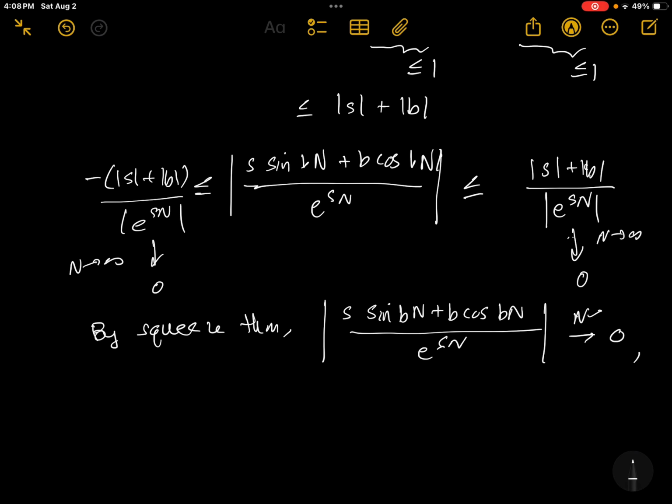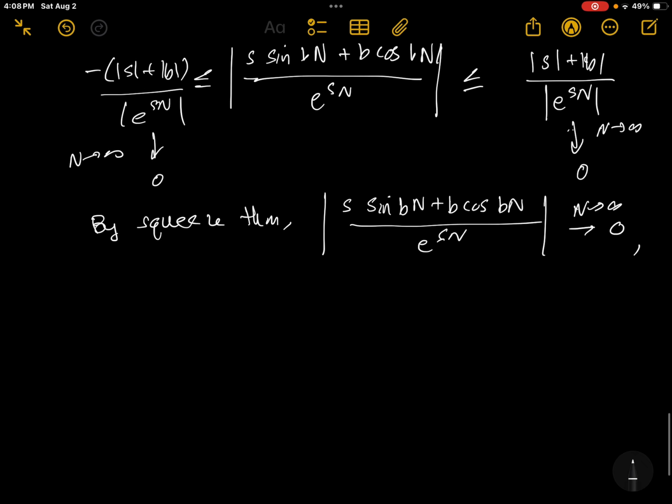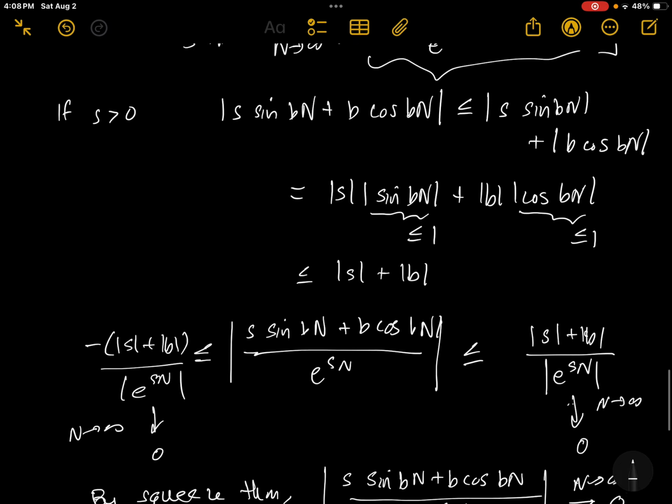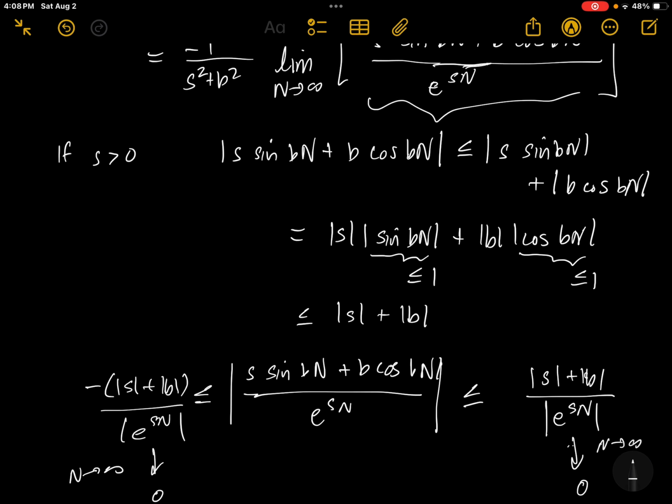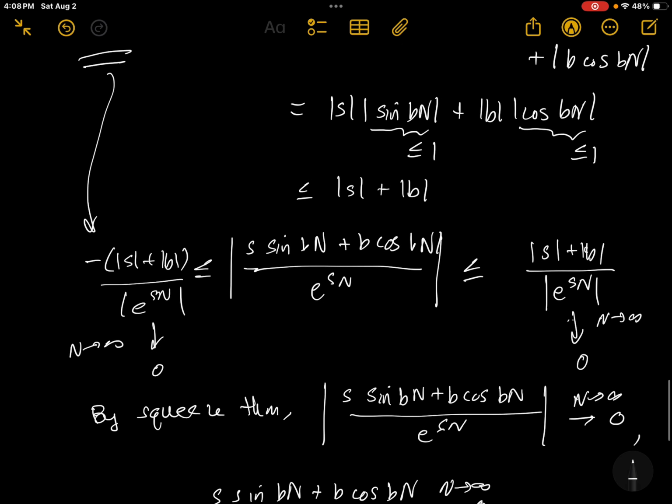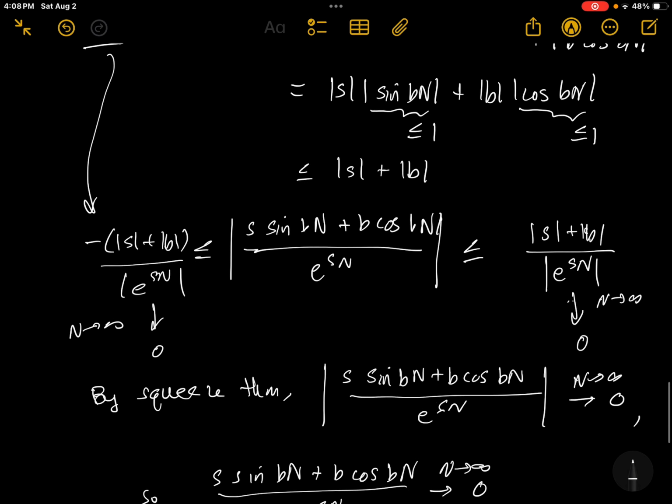As n goes to infinity. And if the absolute value of something is going off to 0, then the thing inside is also going to 0. So s sine bn plus b cosine bn over e to the sn is going to 0 as n goes to infinity, if s is positive, right? So that if s is positive comes into play here when you're showing that the denominator e to the sn is going to infinity as n goes to infinity.